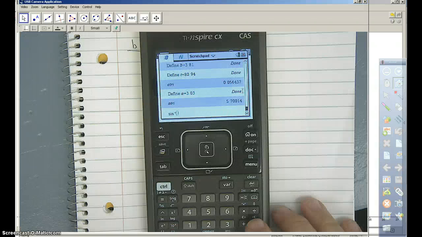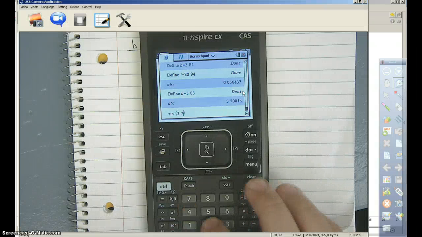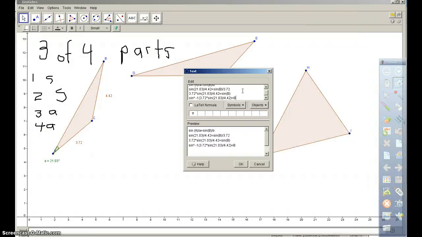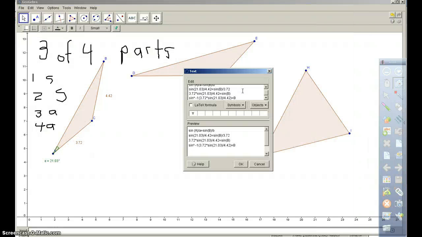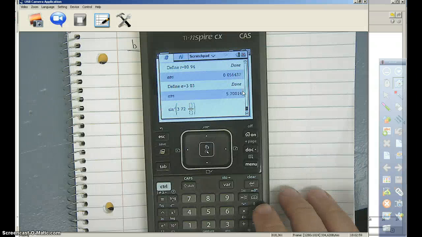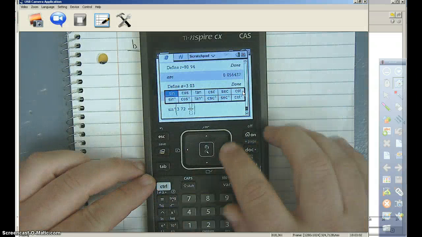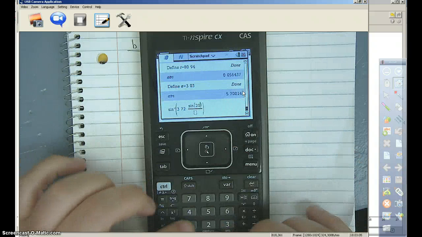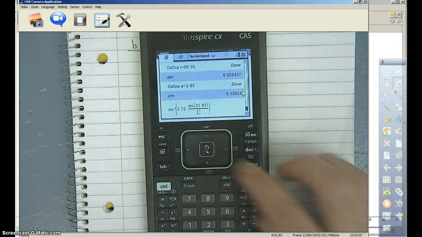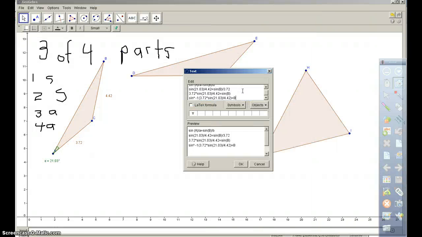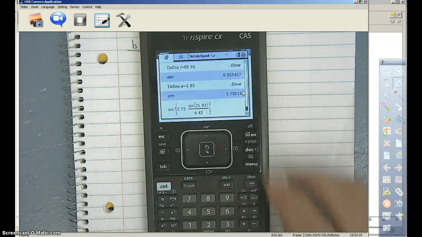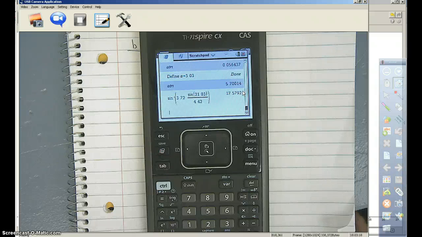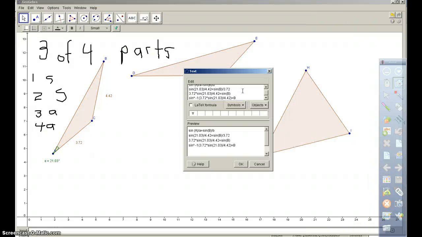Well, it was 3.72 times, then we had a ratio, right? So control divide, so we can make a little fraction there. And we're going to put on the top the sine of 21.03, and then put that over the opposite side, which was 4.42. And that will be equal to B. So B must measure 17.5792.